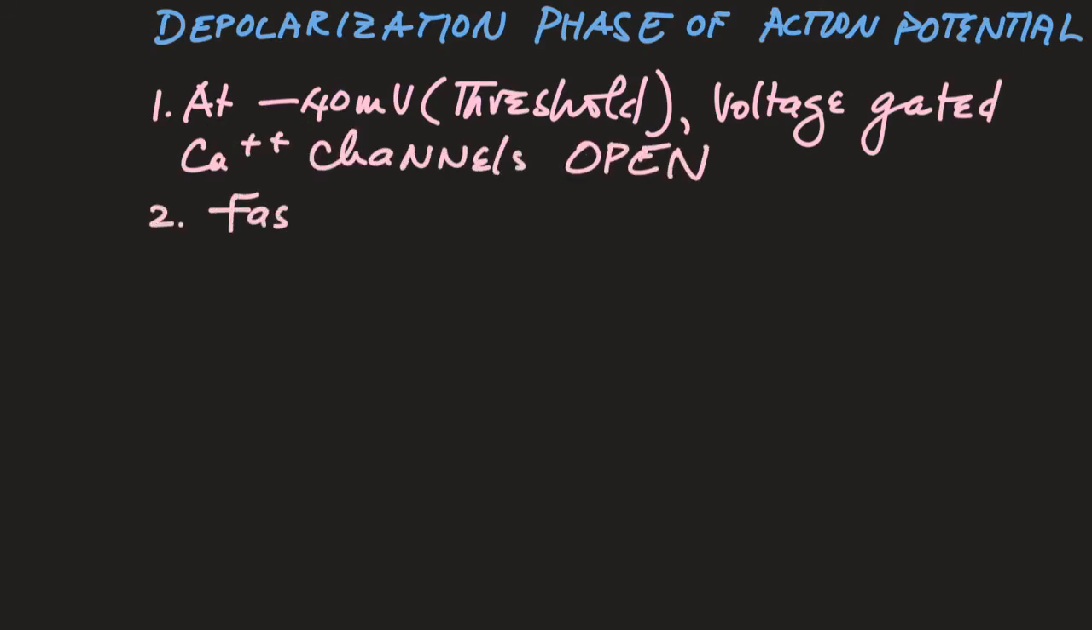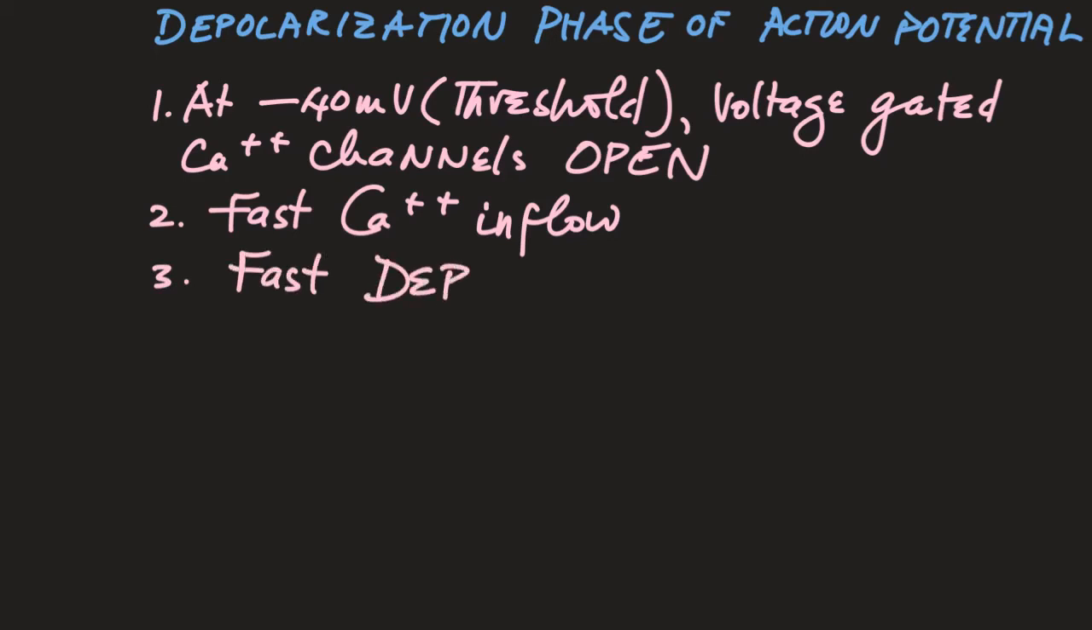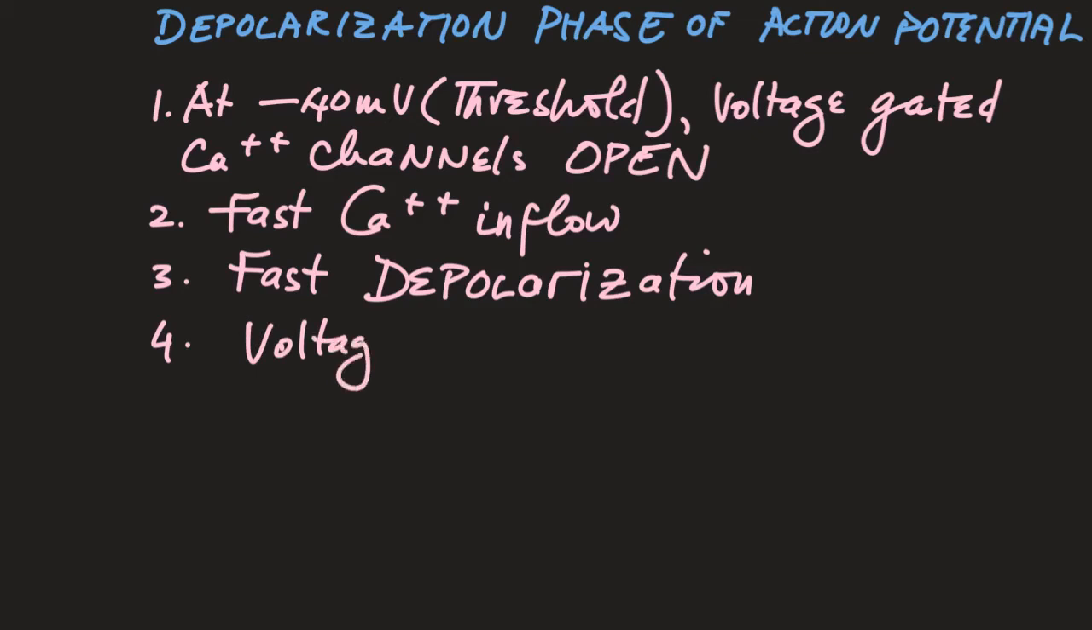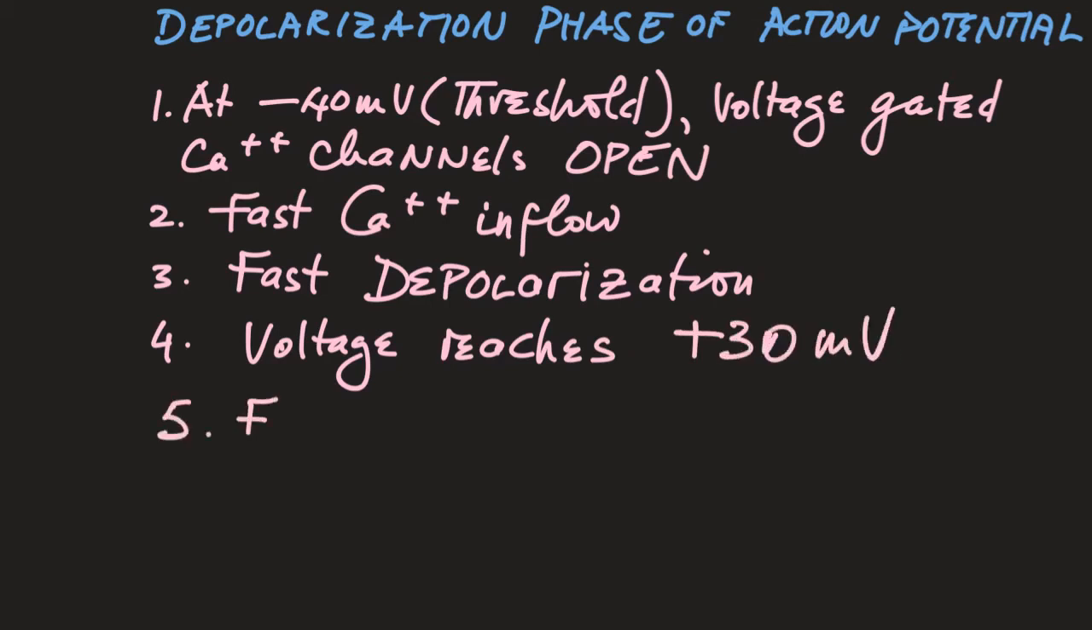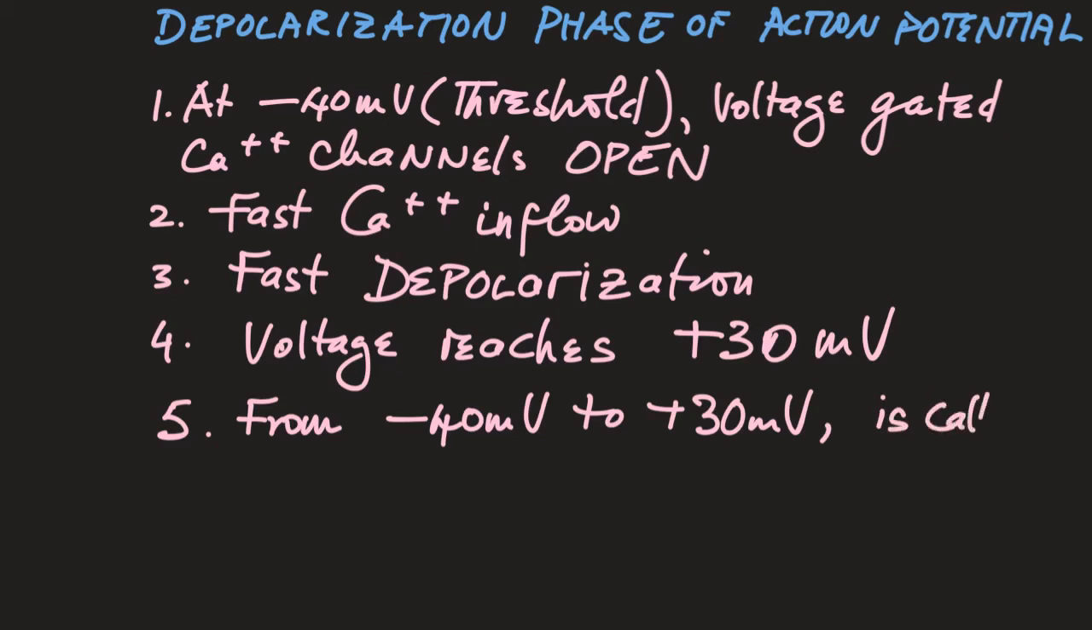Fast calcium inflow occurs because, if you remember, there is more calcium outside the cell, so there is always a calcium inflow. Calcium inflow brings in positive charges, so this causes a rapid depolarization that makes the voltage go up all the way to plus 30 millivolts. So from minus 40 millivolts to plus 30 millivolts, we call it the depolarization phase of the action potential. It is the rising phase when the voltage increases.